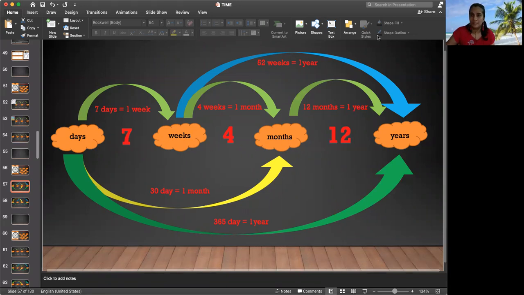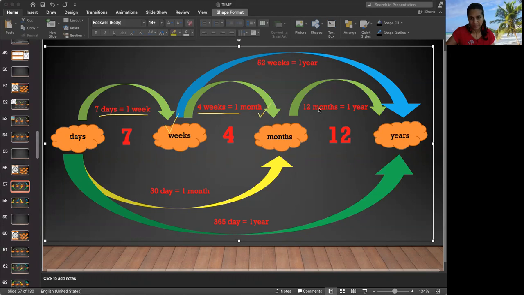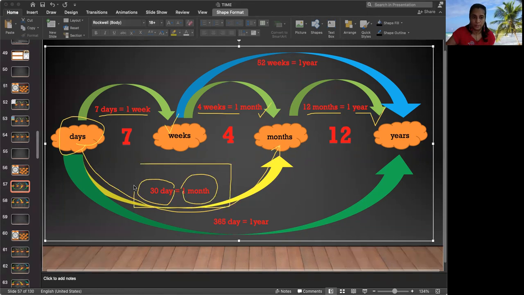Now, in the previous lesson, you have been taught that 7 days makes up 1 week, 4 weeks makes up 1 month, 12 months makes up 1 year. This is what you have been taught. Today, this lesson makes a jump. It shows you that days can also be converted into months. For example, 30 days will make up 1 month, and that's a new number for you. That's a new jump, a new connection. It's like a bridge.